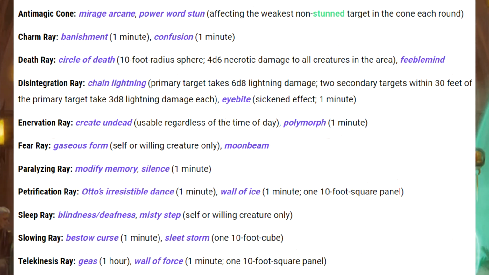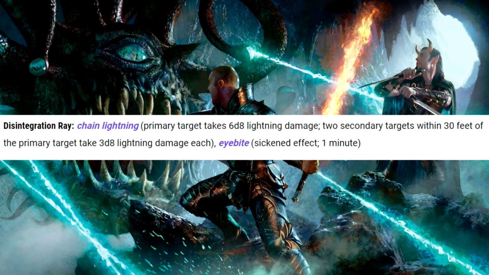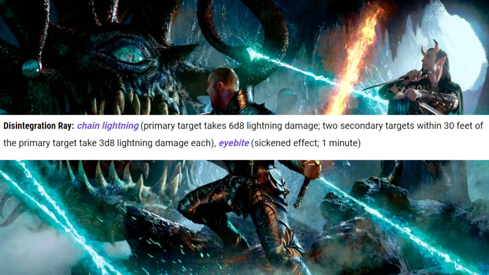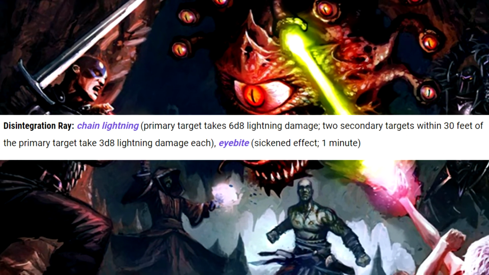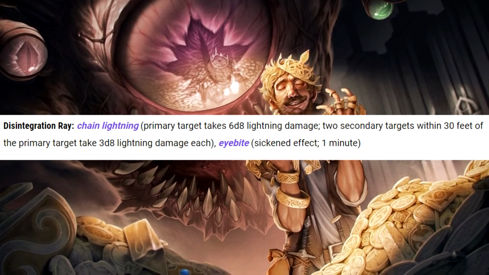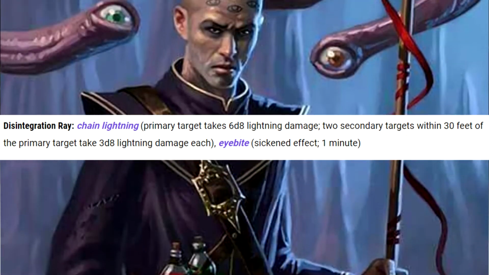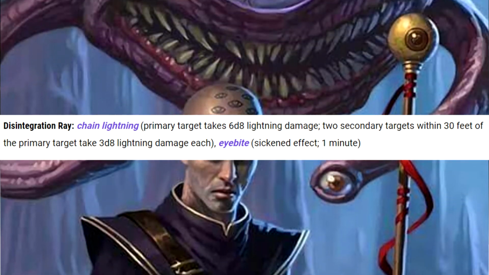The Disintegration Ray. Now, the Disintegration Ray normally is one of the most powerful rays, but you can switch it up for a Chain Lightning Ray, and this is great because it's an AoE. You can hit almost the entire party, for most party sizes, with one eye ray blast. This is super powerful and can change the dynamics of a battle very quickly.